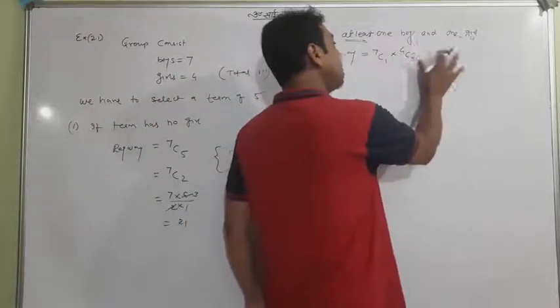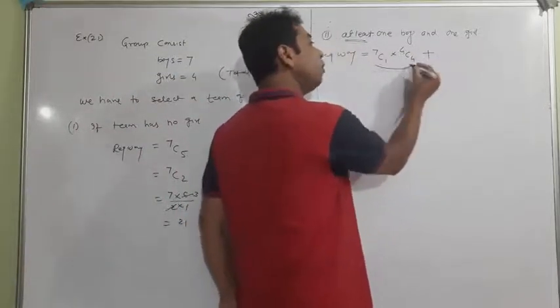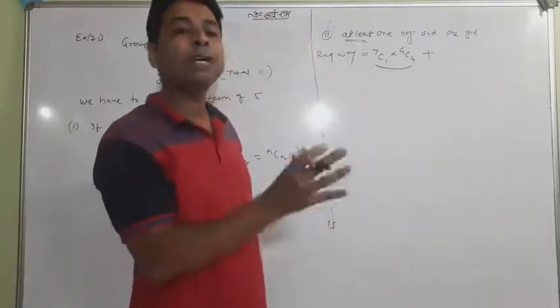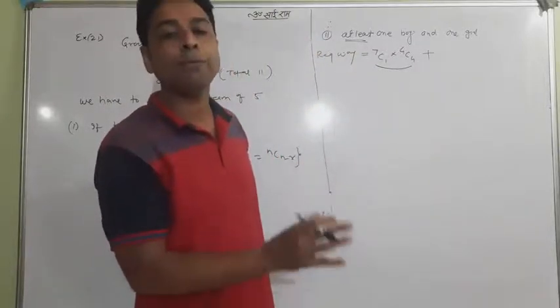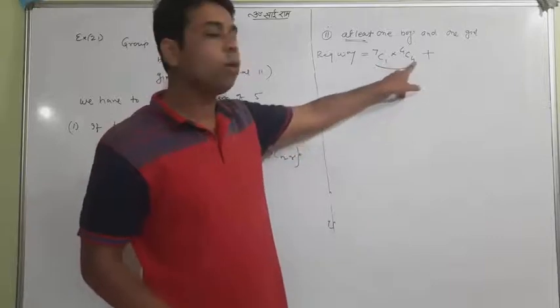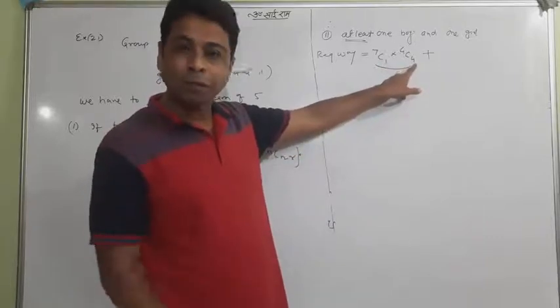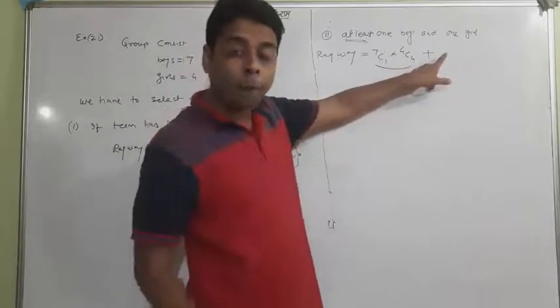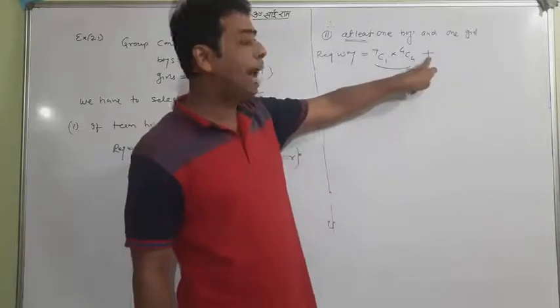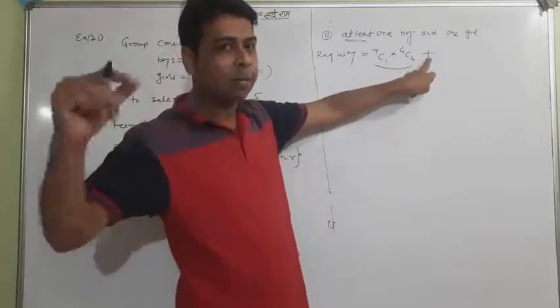So it will be handled by plus, meaning first of all you want to see that is the complete 5-member team you have formed, in which 1 boy and 4 girls was there. And this was one of the answers. But some other options may be there, which will be handled by taking a plus sign between them and go on.